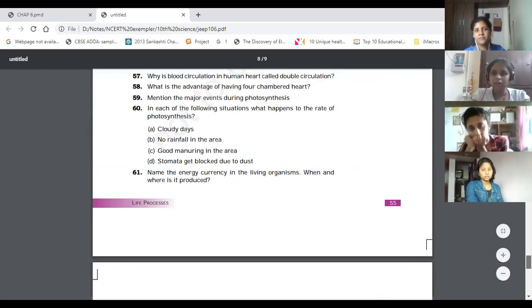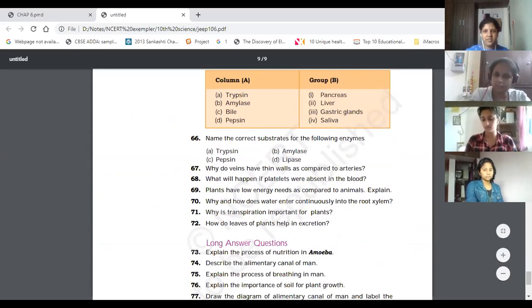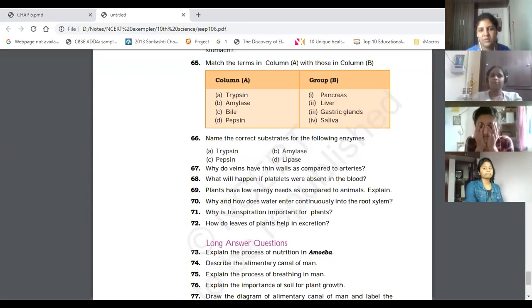Ma'am, question number 66. What is a substrate? That is a food component. Okay, ma'am. That means trypsin works on which component of the food? That is protein. Amylase on carbohydrates, pepsin on protein, and lipase on fats or lipids. So these are all 1 or 2 mark questions. Till 72, you have only 1 or 2 marker questions. And these are all 3 markers. But they are very important questions.